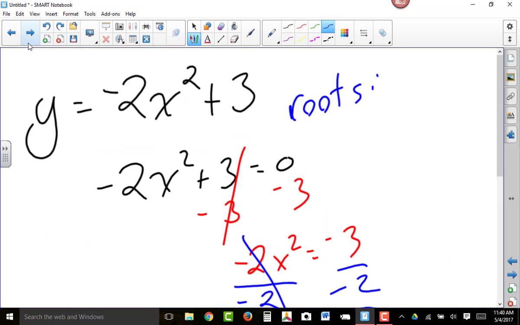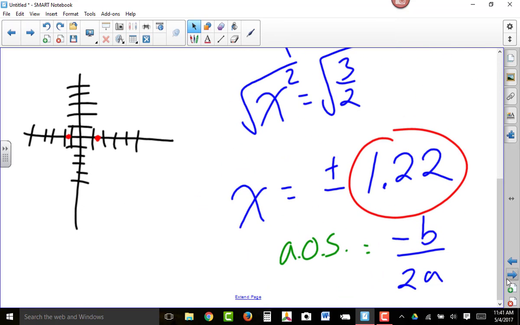So basically, if you wanted to find x, you're looking at negative 0 over 2a, which is 2 times negative 2. It doesn't really matter because you basically have 0. So our axis of symmetry is 0. That's my axis of symmetry, the dotted line. And where it hits is 3, because the y-intercept is 3.